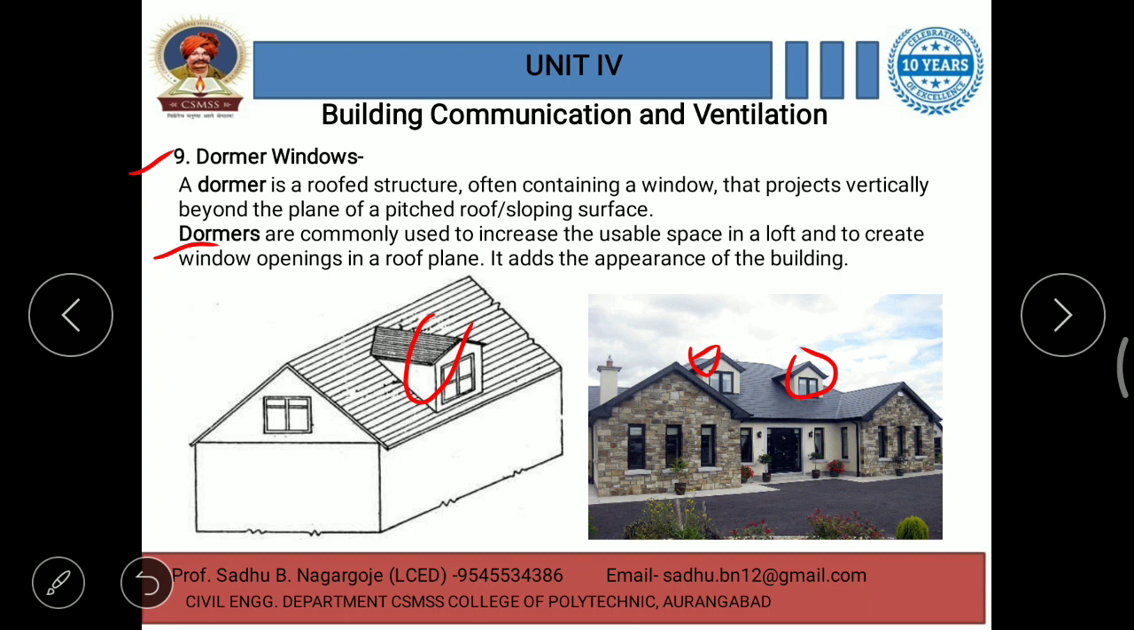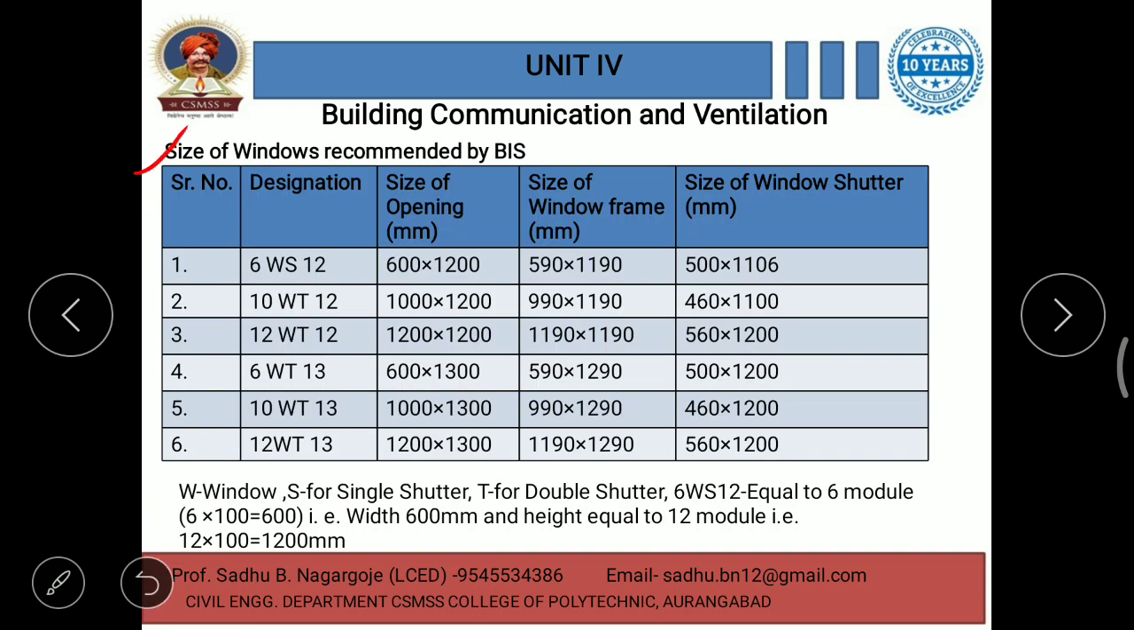So these are the nine types of windows basically provided for different types of buildings according to the nature and the purpose of that building. We can provide the windows according to that type and purpose of the building. Lastly, sizes of windows recommended by BIS, that is Bureau of Indian Standards. Like we saw for the doors, the sizes of windows are also recommended by BIS, and here only the notations and sizes are different.